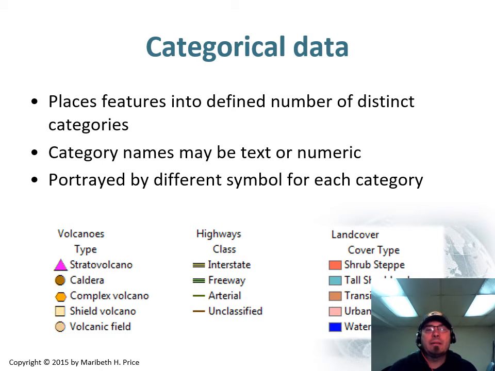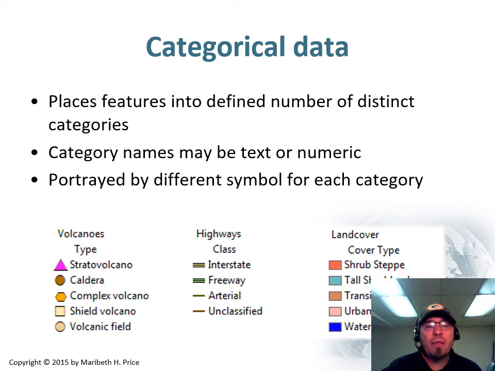The next type of data is called categorical data. Categorical data places features in a defined number of distinct categories. Let's say, for example, we have the volcanoes, and you've seen this before in chapter 2. If I drag the volcanoes onto my map, they all show up as little circles, and that's great. But if you look in the attribute table, you'll notice that there are different kinds of volcanoes. There's a column in the attribute table called type, and within that column there are different types of volcanoes, and it would be nice to put that on a map. So that's what categorical data is.